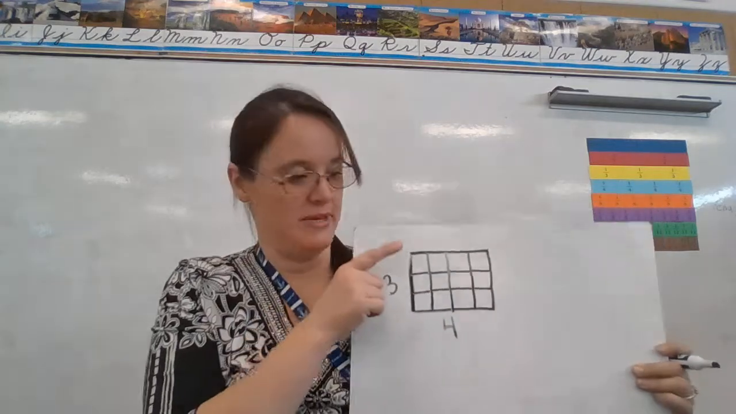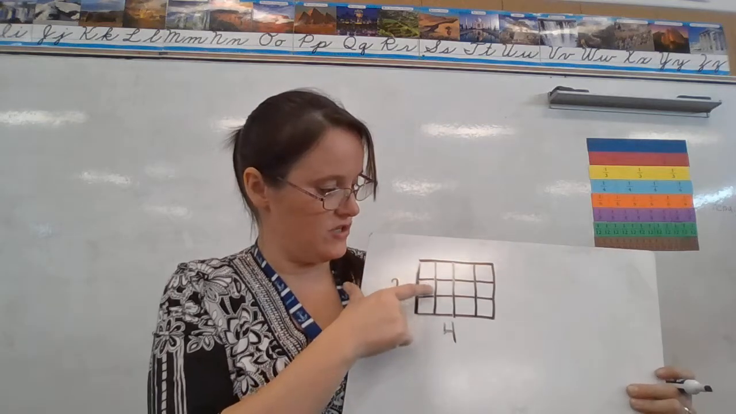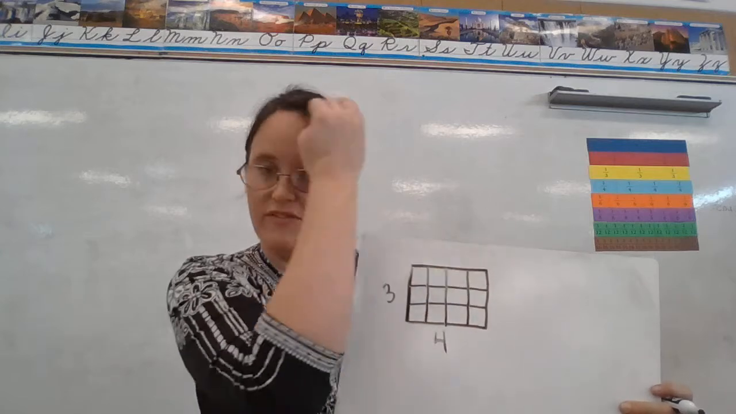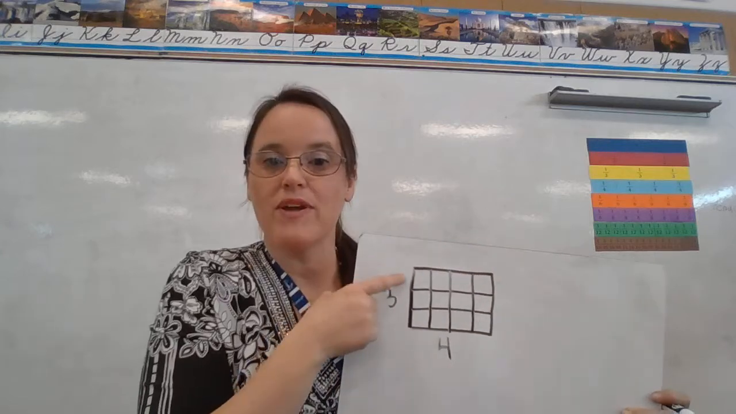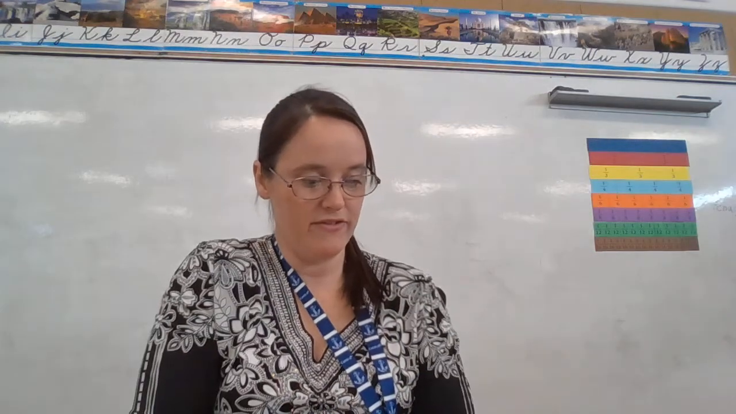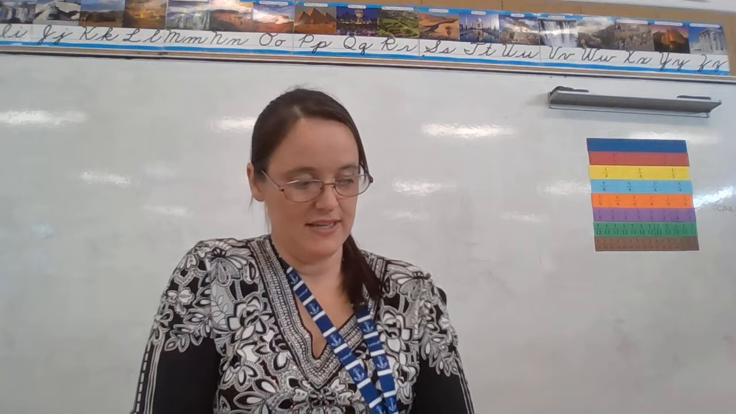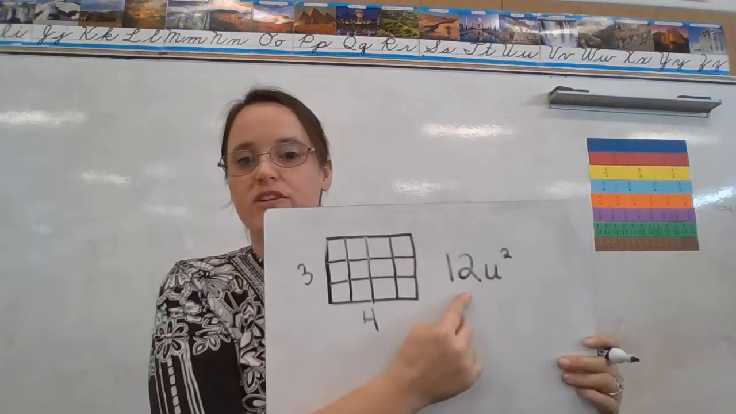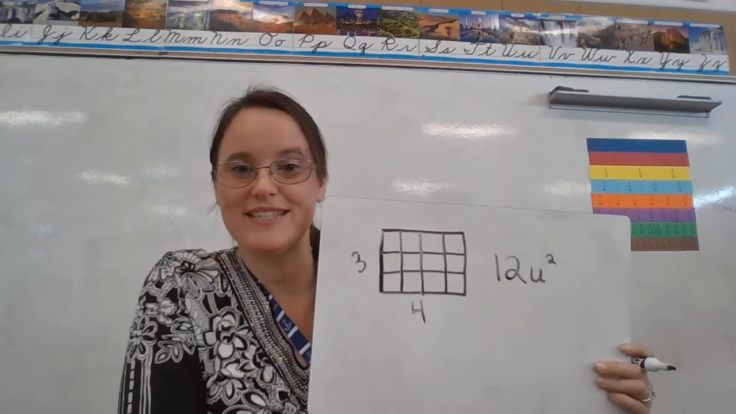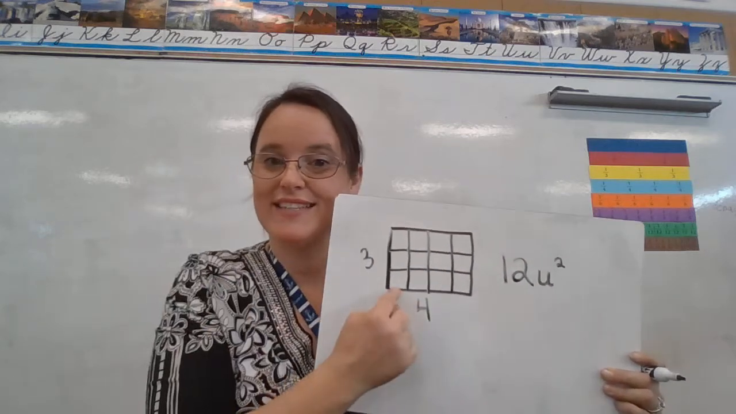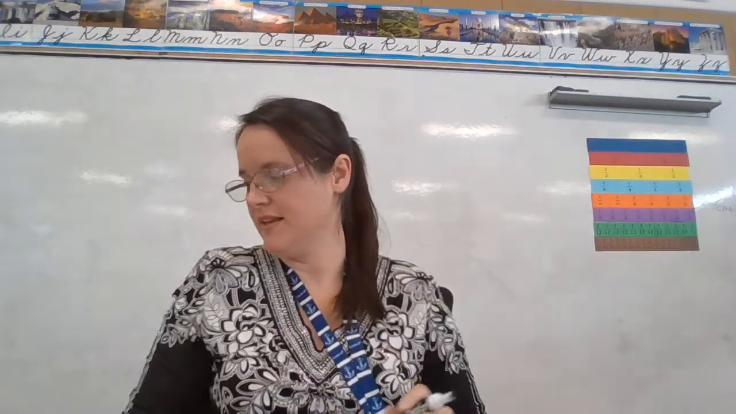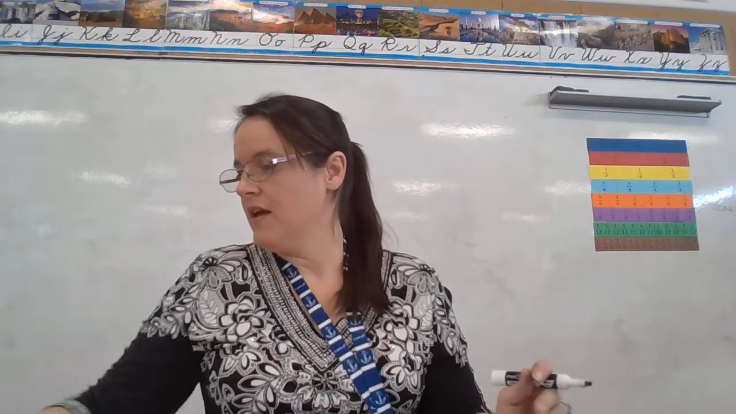Now I can count how many square units are there. There's 1, 2, 3, 4, 5, 6, 7, 8, 9, 10, 11, 12. So we would say the area of this rectangle is 12 units squared. And we would write 12, just a U for units is fine, and then the little 2 to show that it's not length, it's a square unit. And that's how we do that.